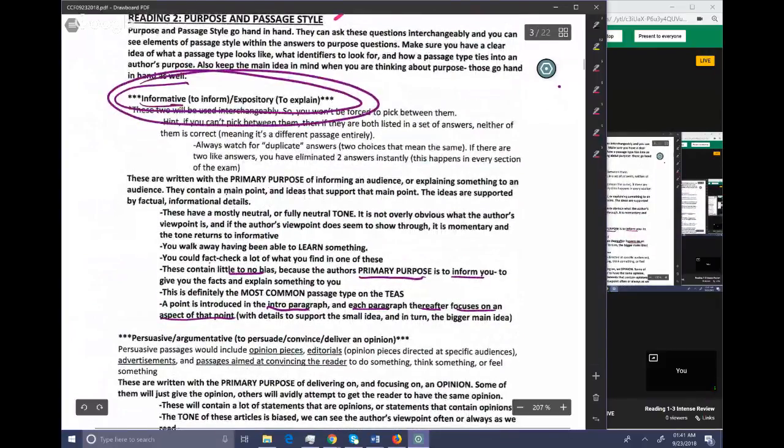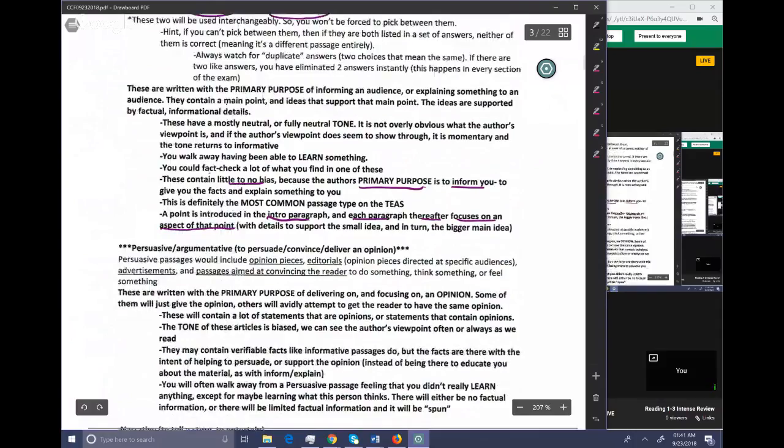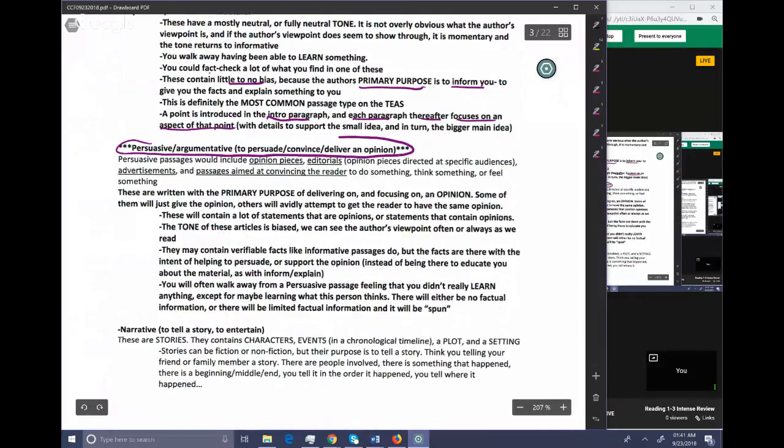Make sure that you know not only this usage, informative, expository, but also the to inform and to explain. Those get a little bit more fuzzy as we keep going. Persuasive or argumentative, they almost always call it persuasive, is to persuade, to convince, or to deliver an opinion. Usually when you see this as a tagline in an answer, it will say to persuade. So I wouldn't expect you to need to answer something as to deliver an opinion.